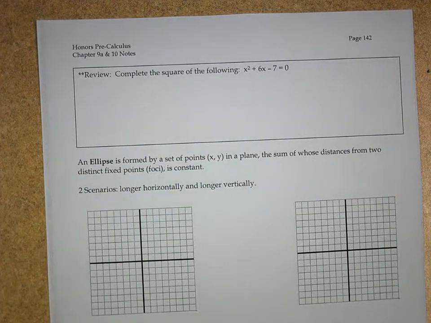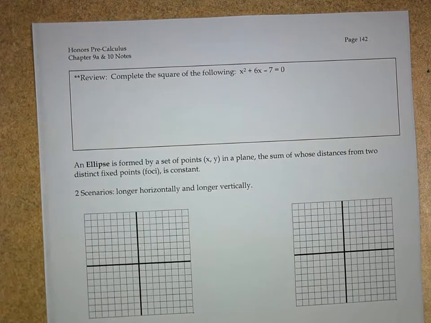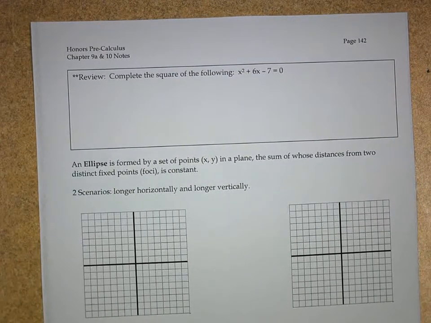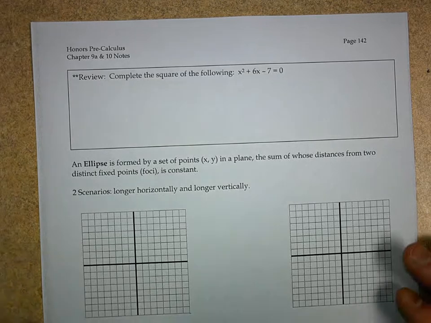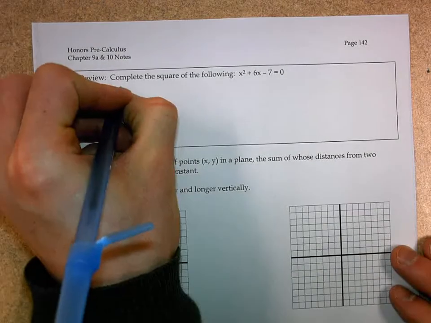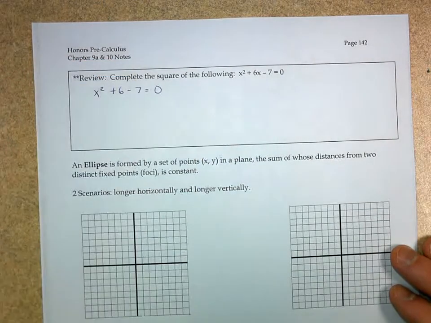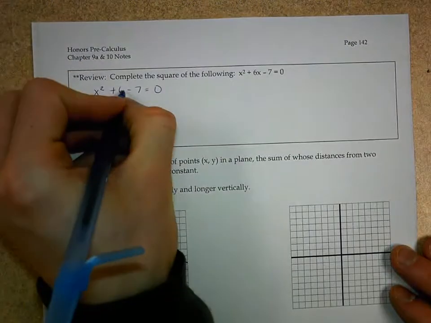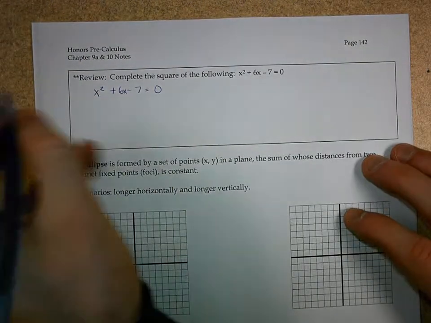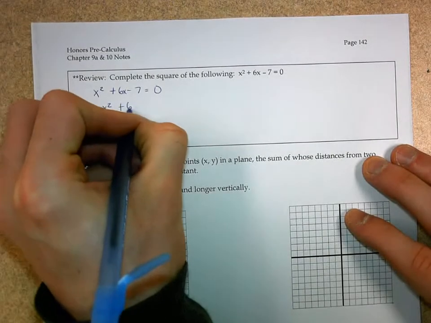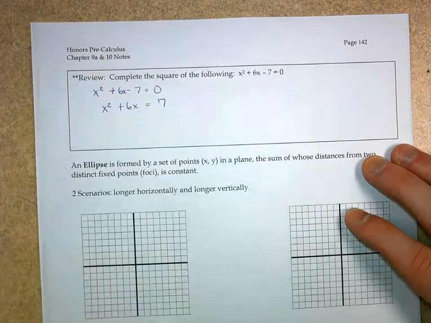So before we get into the ellipse, we want to do a quick review of completing the square. Completing the square is used to simplify into a squared binomial. And what this is going to give us is a lot of our conics in a standard form. So first of all, with completing the square, here's my original problem. The way you work it out is I move all my constants to the right hand side. So I'm left with x squared plus 6x is equal to 7.